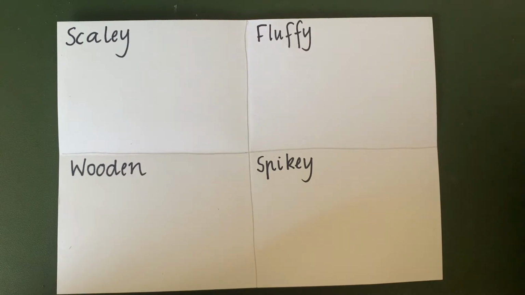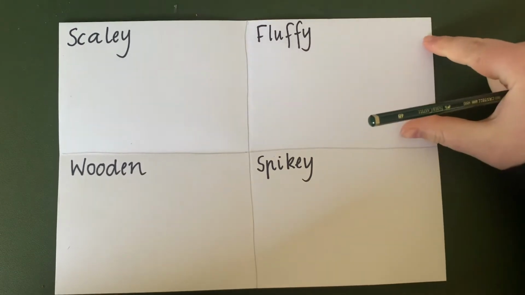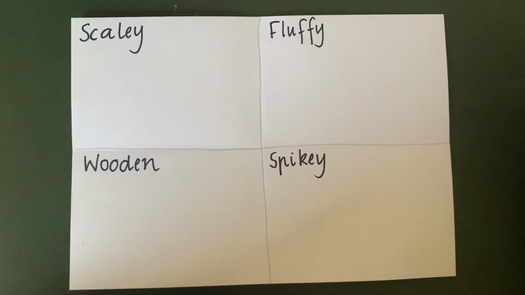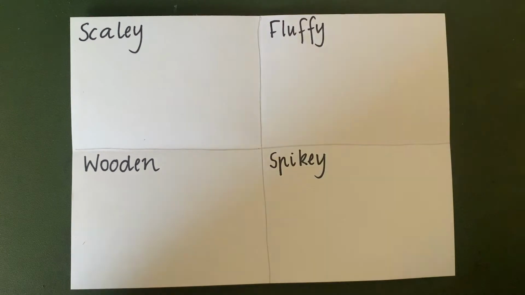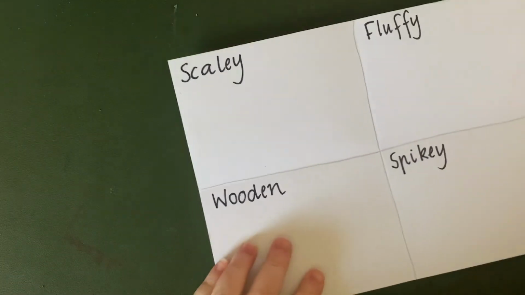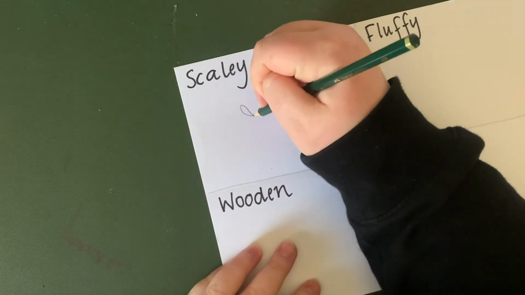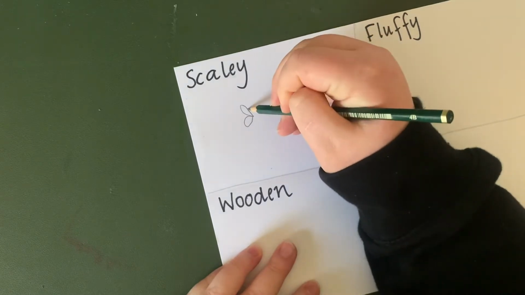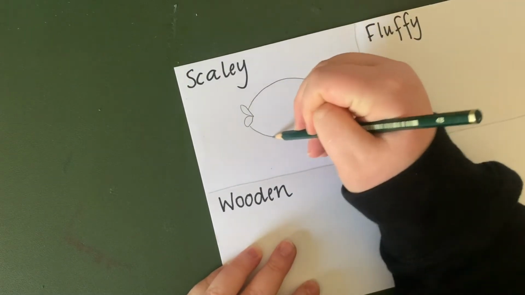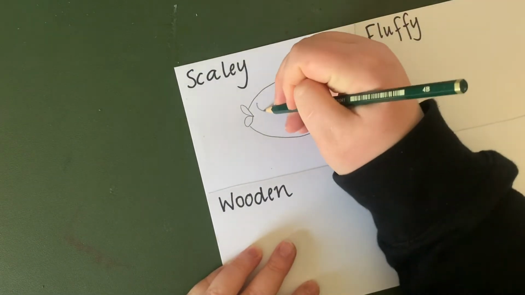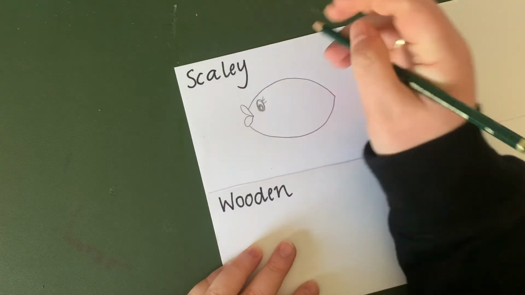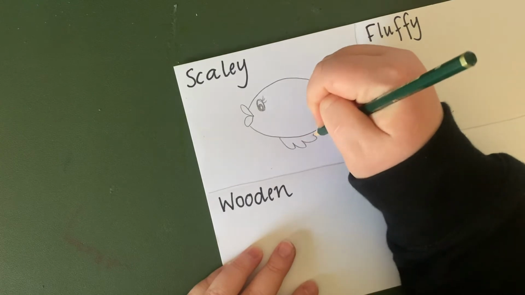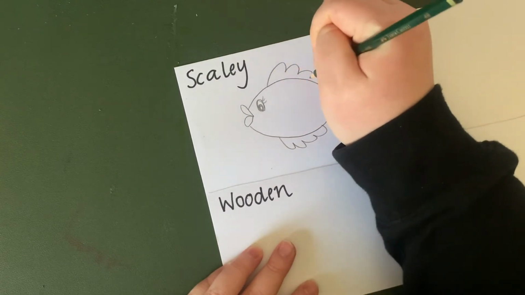So I could draw a snake. A snake is scaly. Or I could draw a fish. There's lots of different things I can think of that are scaly, but I'm going to do a fish. That's going to be my scaly thing. You can draw whatever you want that you can think of that's scaly, but I'm going with a fish, and I'm going to add some color to it as well. So here's my little fishy.